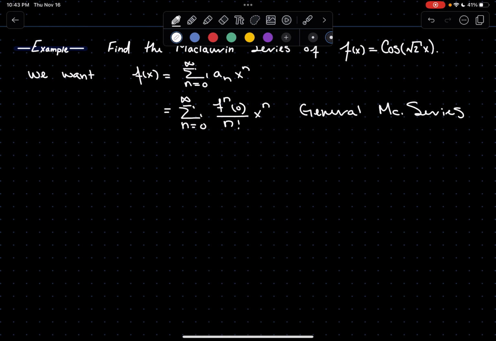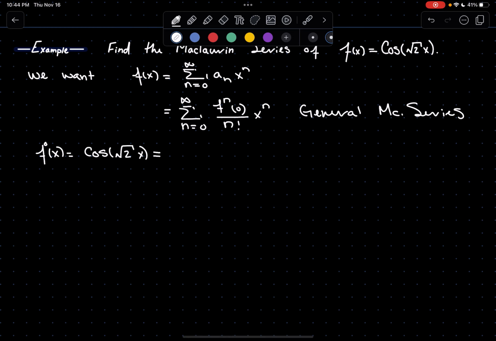So it's going to be a little bit annoying, but f of x is equal to cosine of square root of 2 of x. So I know the 0th derivative of f of x is going to be equal to cosine of square root of 2 of x, which is just going to be equal to 1 when x is equal to 0. Oh yeah, we're centering at x equals 0, right?